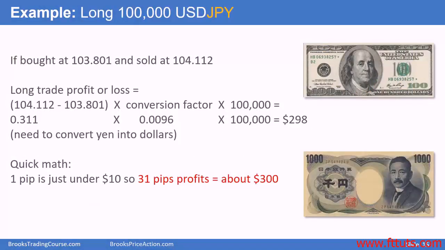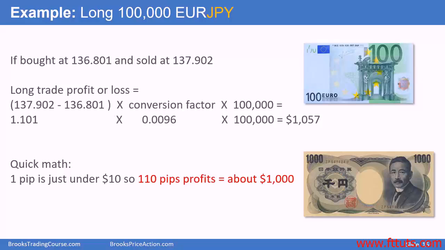Another example, let's say you bought 100,000 units of the dollar versus the yen, and you bought it at 103.80, and you sold it at 104.11. If you did the conversion, you had 31 pips profit, and that would be about a $300 profit. And one final example, 100,000 units of the euro versus the yen. If you bought it at 136.80 and sold it at 137.90, right? And you did the math, you'd have about $1,000 profit.